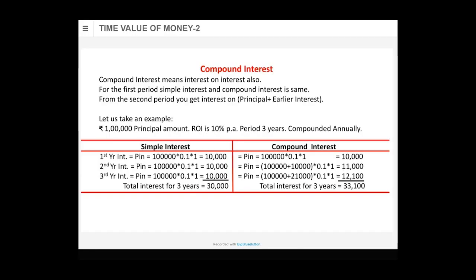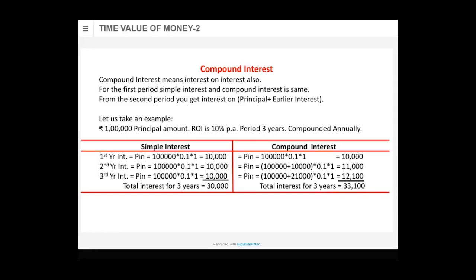Okay, 10,000. In compound interest, the same calculation. I get 10,000. What happens in the second year? Simple interest: again, I'll get 10,000. Second year also, I'll get 10,000. What happens in compound interest? What was my principal? My principal was 1 lakh plus last year interest. I'm into the second year, so last year interest is 10,000. So principal now becomes 1,10,000. I'll get interest on 1,10,000. In compound interest, you get interest on interest. So I'll get 11,000.